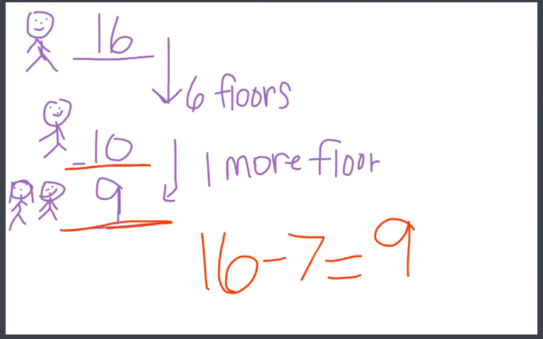Here is the picture that I drew. Let me explain it to you. I hope you like the stick figures that I drew. Here at the top is Hayden. Hayden started on the 16th floor, so I have 16 written right here. And he stops at floor 10 on his way down. This means that he went 6 floors from 16 to 10.